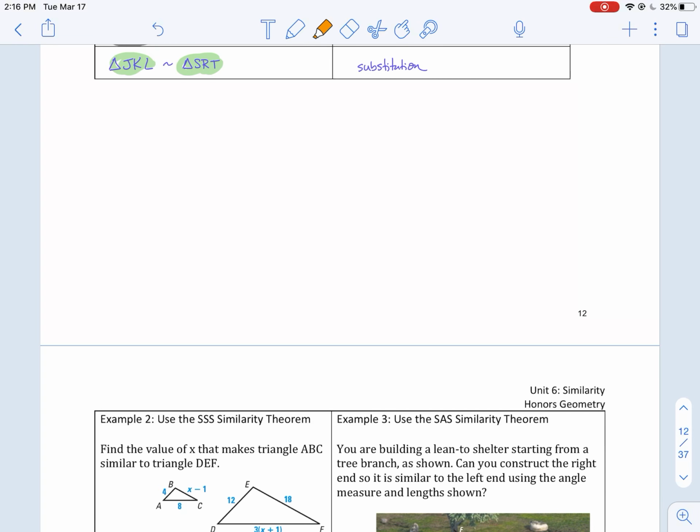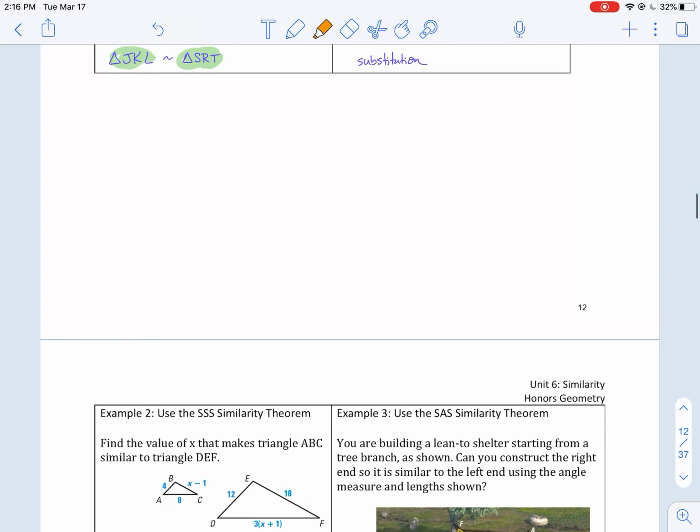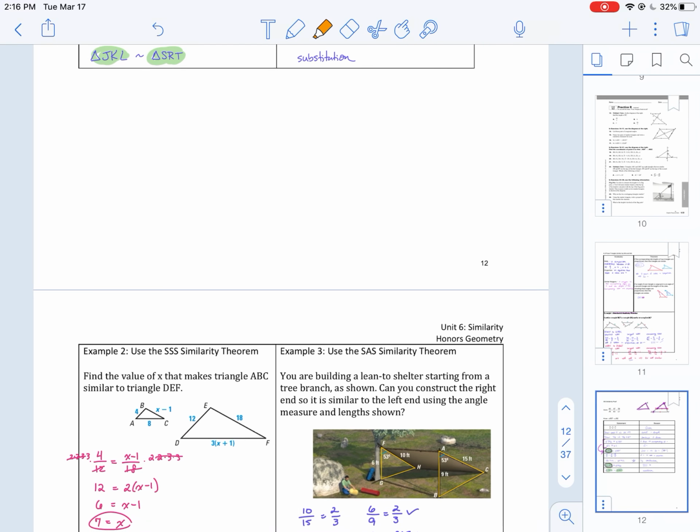Example 2: use the side-side-side similarity theorem. Find the value of x that makes triangle ABC similar to triangle DEF. Go ahead and pause the video and try to set that up on your own, please.